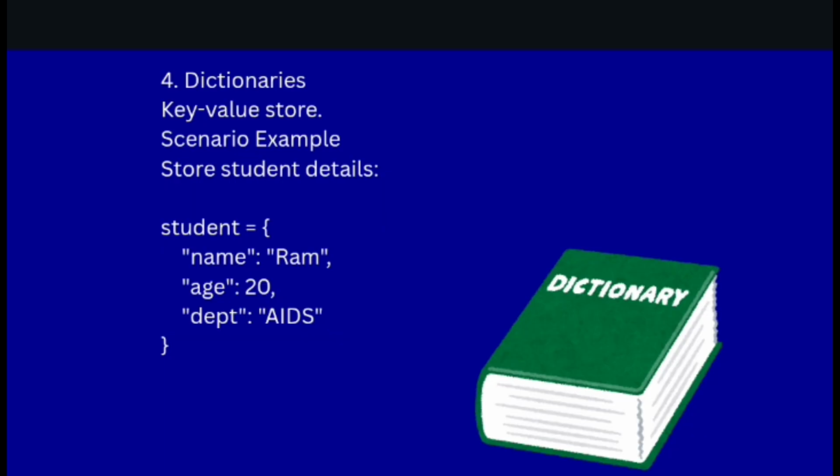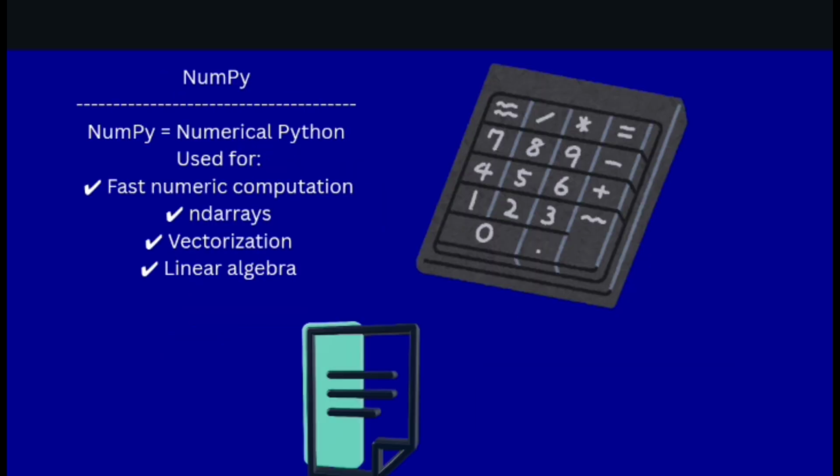Next, a dictionary is nothing but stored key-value pairs. For example, in a student file there will be name, age, department. These are the dictionaries. So the next thing is, for making calculations in Python we are using NumPy, which is like a calculator. It can be used for fast numeric computation, arrays and vectorization, linear algebra. For making all such types of numerical activities, we use NumPy.